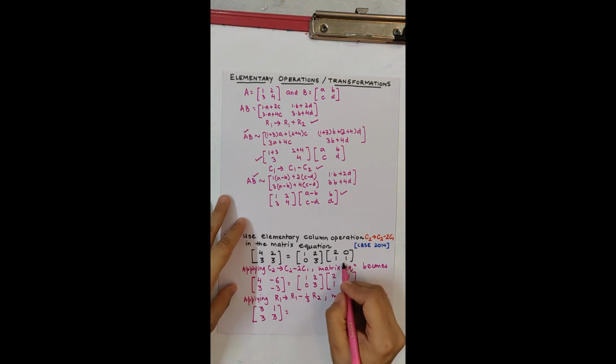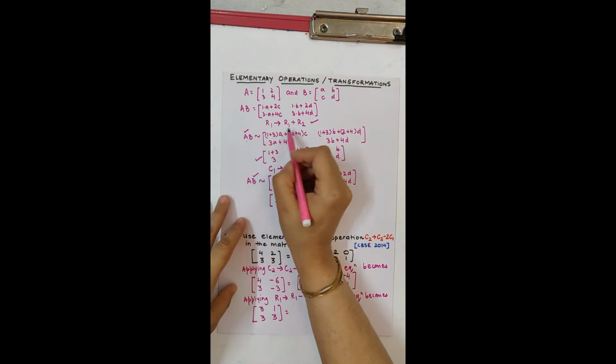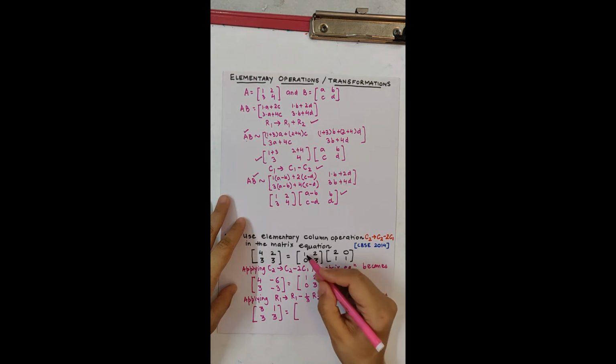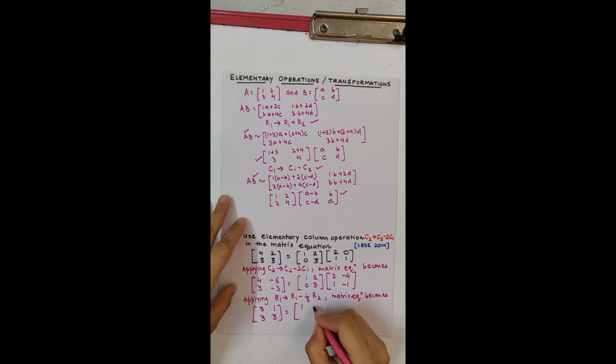Now here in the product of two matrices, this row operation will be applied to the first matrix, as we have seen here. So it will be applied to the first matrix. 1 minus 1 by 3 into 0, that will be 1 only, and 2 minus 1 by 3 into 3, so that's 2 minus 1, 1.